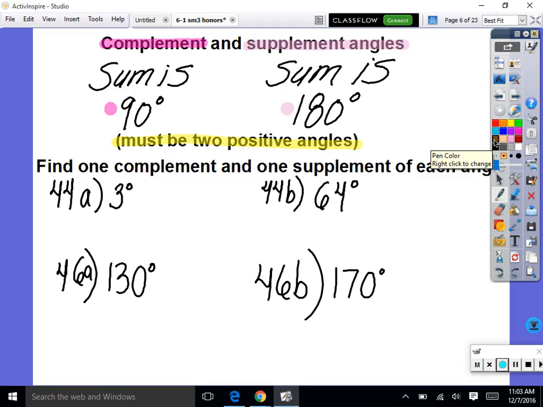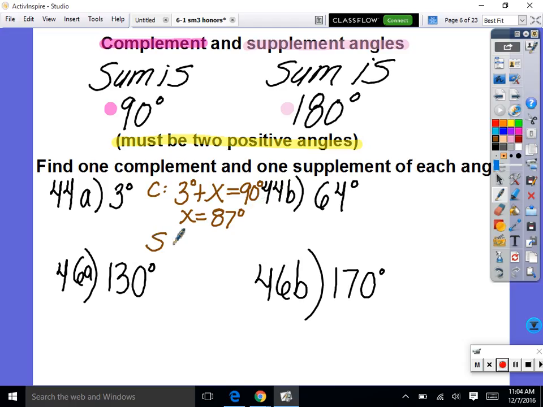So let's look at 44A, 3 degrees. So complement, and I'm just going to write C for complement. So the complement angle of this, so this is the algebra you would do, but then we'll just be able to think about it. 3 degrees plus, we don't know, x, will need to equal 90 degrees. Now solve for x. So x is 87 degrees. So the complement is 87 degrees.